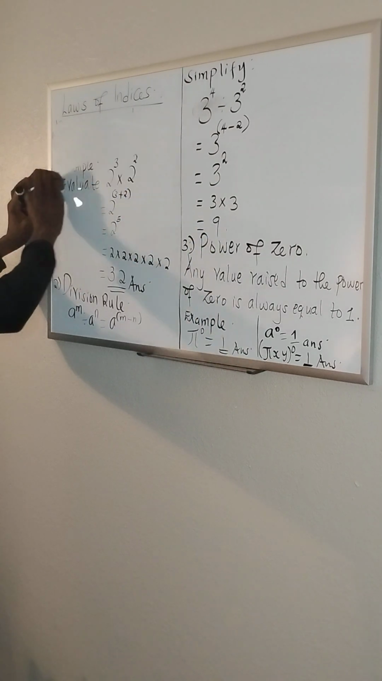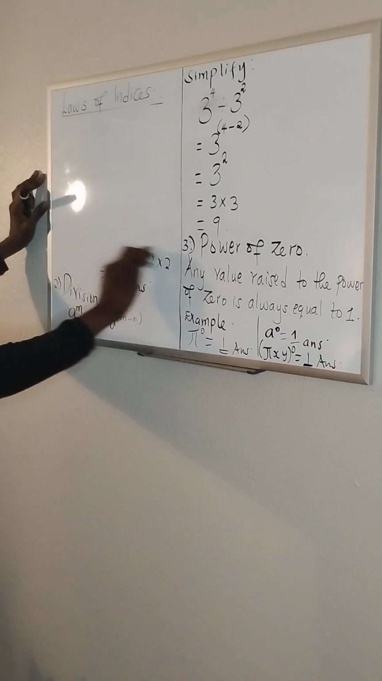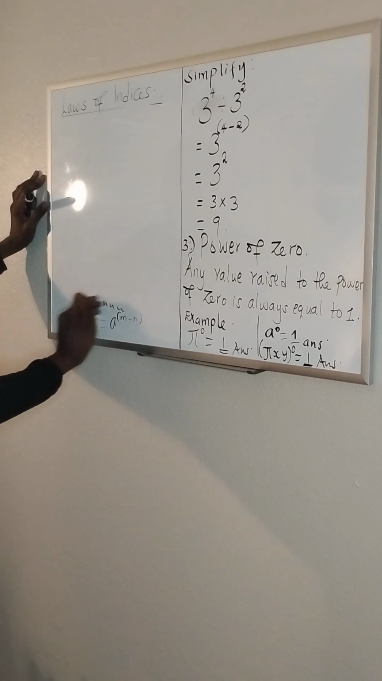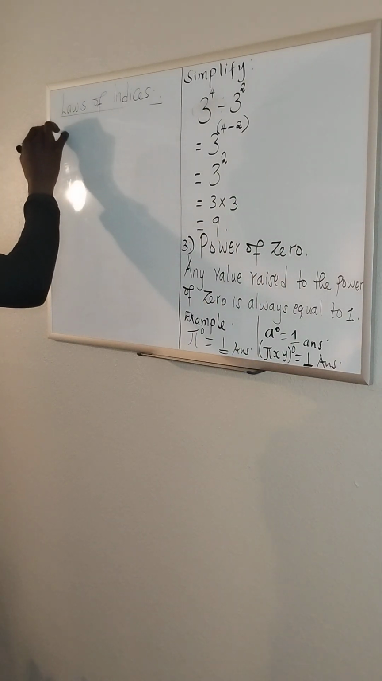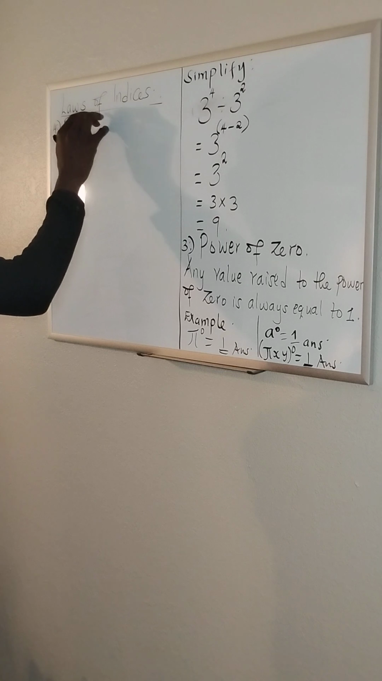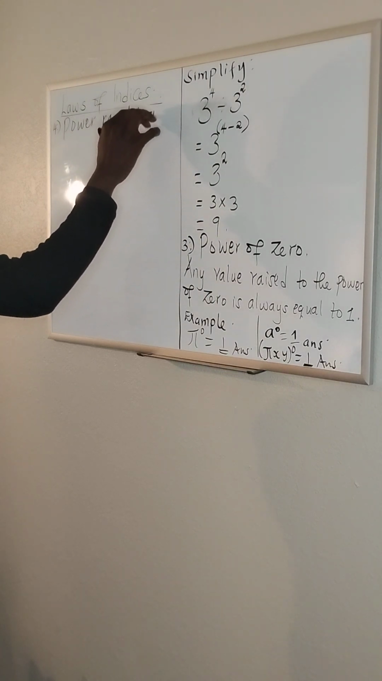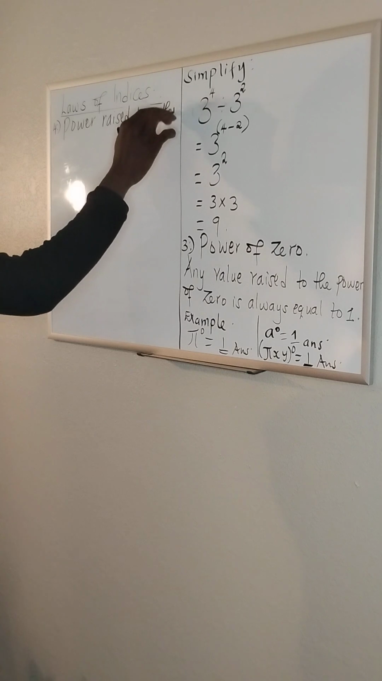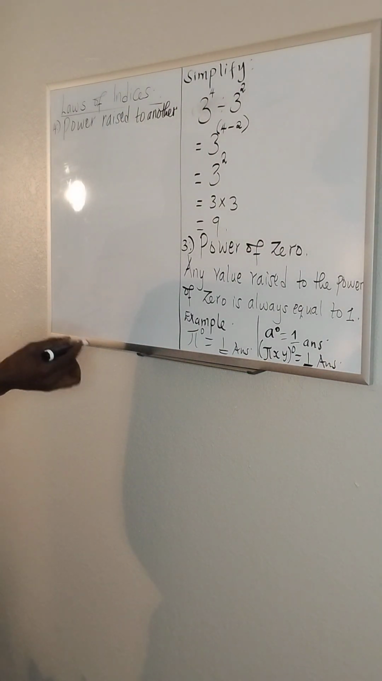I move on to the fourth law of indices. And this fourth law of indices states power raised to another power. Rule number 4, power raised to another power, or an exponential raised to another exponential, or an index raised to another index.